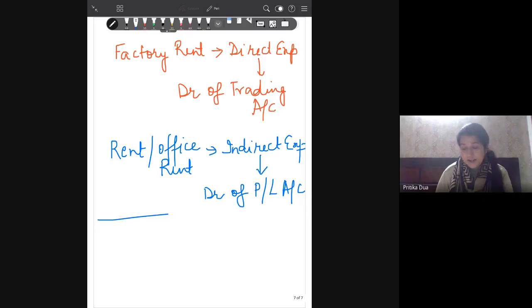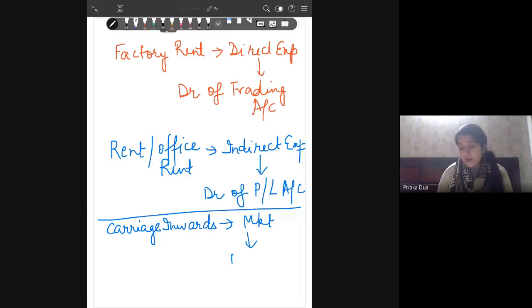So, yesterday we discussed the concept of carriage inwards. Carriage inwards क्या था? Raw material, कोई सेमी फिनिश्ड गुड्स आपने परचेज करे हैं, मार्केट से फैक्ट्री तक लाने का जो खर्चा था, that was your carriage inwards and that is coming in the trading account.